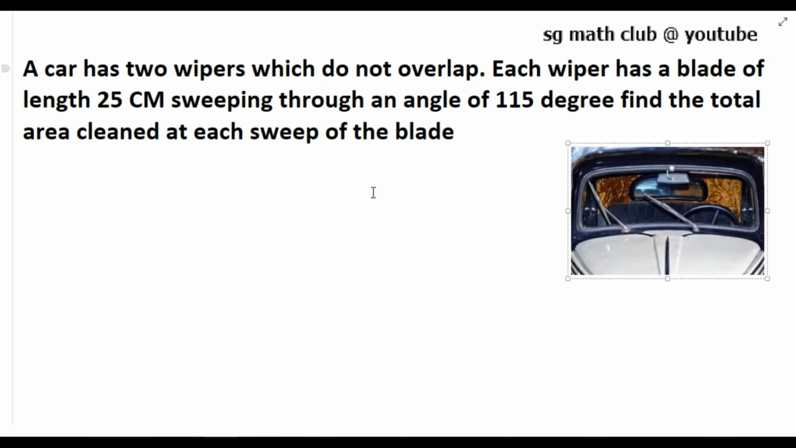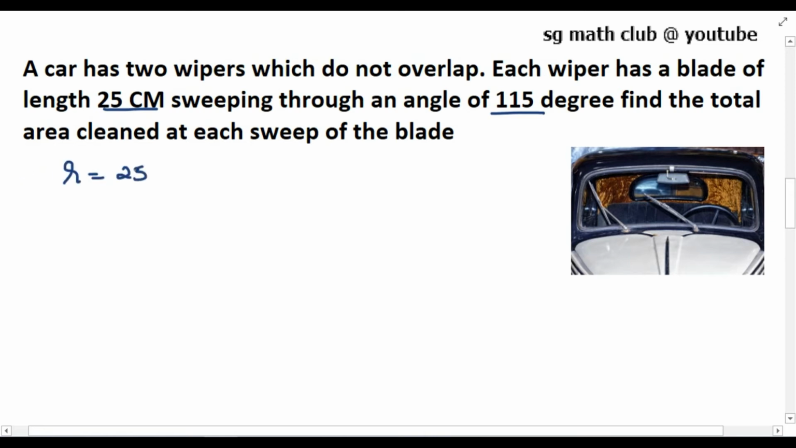Now the next question: a car has two wipers which do not overlap. Each wiper has a blade of length 25 centimeter sweeping through an angle of 115 degree. Find the total area cleaned at each sweep of the blade. We know that the length of the blade of the wiper is equal to the radius of the sector swept by the blade. So the radius is 25 centimeter, and the angle of the sector is 115 degree.